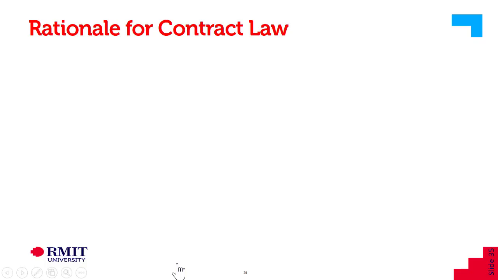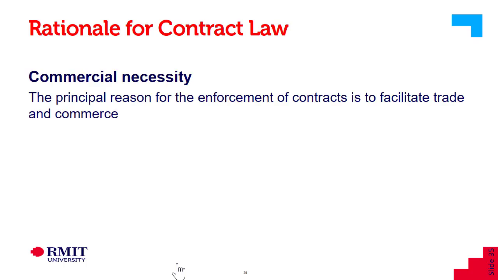So, what is the rationale for having a contract law generally? There is a commercial necessity. The principal reason for the enforcement of contracts is to facilitate trade and commerce, so that trade and commerce can occur in a consistent, enforceable, predictable and stable way.